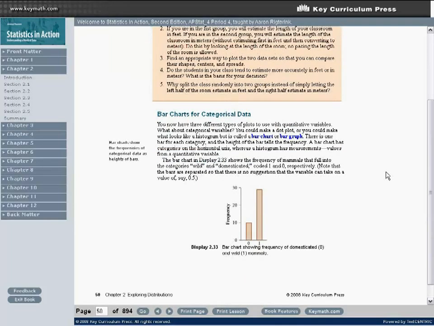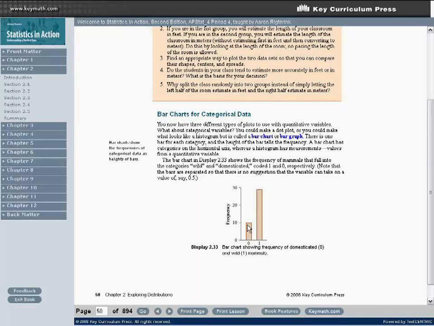Bar charts, last one. Alright, this is the one that's most different because this is the one that's used for categorical data. Everything else up to this point in 2.2 has been for quantitative numbers. Okay, and so across the bottom, again, you can say, well, they're using numbers 0 and 1, but they're coded. Okay, and so the categories were wild and domestic, and the 1 and the 0 stand for wild and domesticated. So there were 10 zeros, so there were 10 wild.